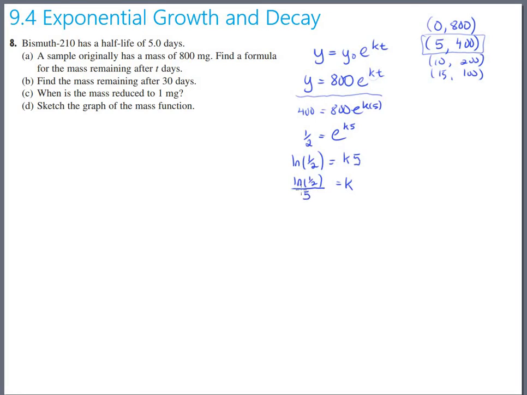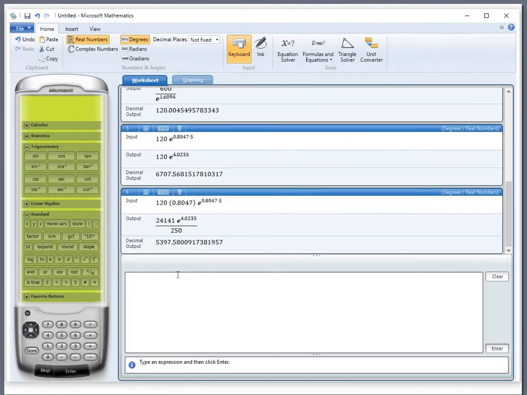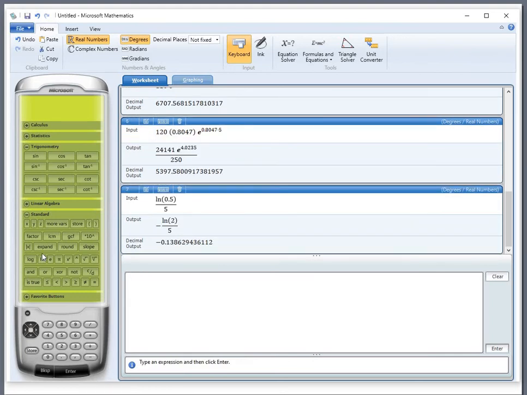And that's where it's time to grab your calculator and figure out what natural log 1/2 divided by 5 is. Let's see, natural log 1/2 divided by 5. It's approximately negative, and this makes sense that it's negative growth rate, right? Because it's actually decaying. Negative 0.1386.